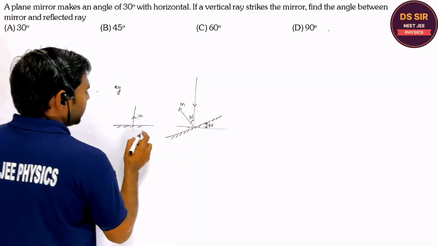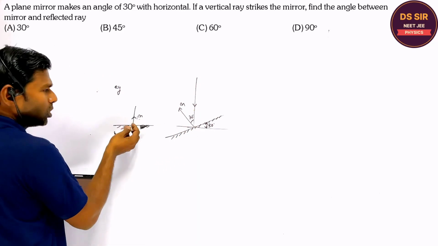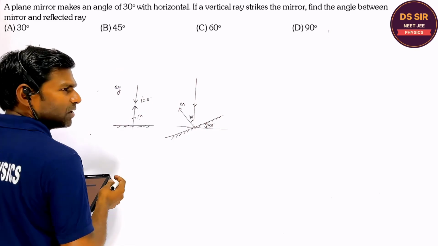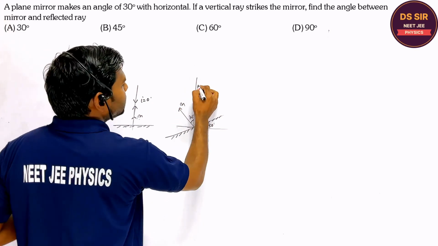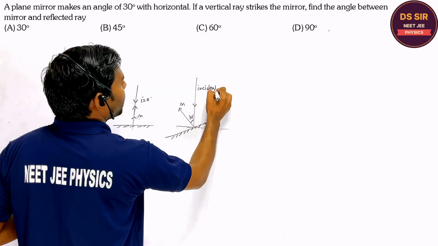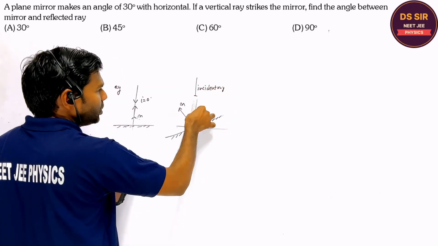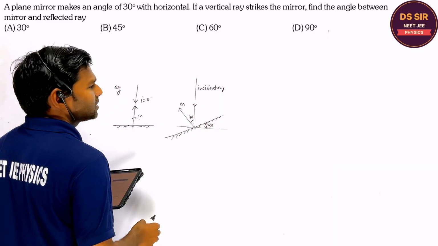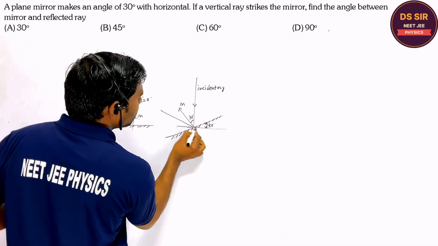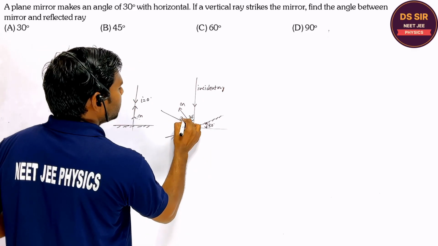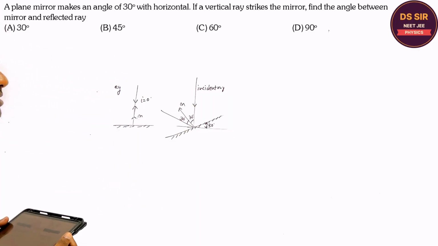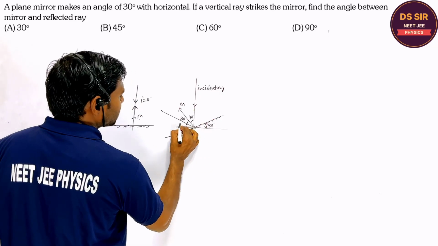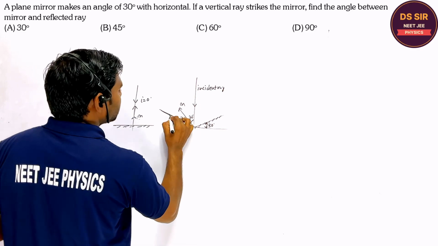So now, if the plane mirror is horizontal, the incident ray is vertical. What is the incident angle? It is 0. So the reflected ray will move in this direction. But now this is the incident ray and this is the normal, like this. So now the incident angle is 30 degrees, so the reflected angle is also equal to 30 degrees. Is it clear or not? Like this. And this angle is 30 degrees with the horizontal. This is the reflected ray.